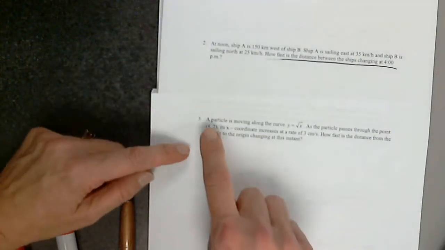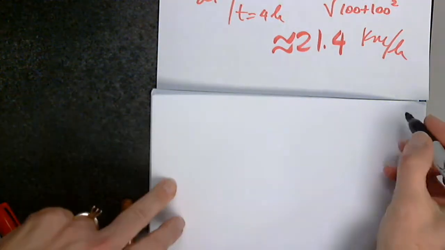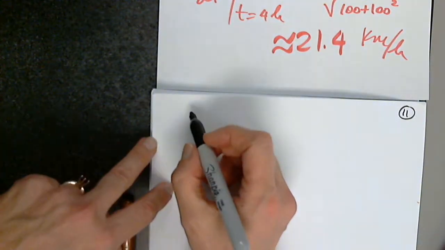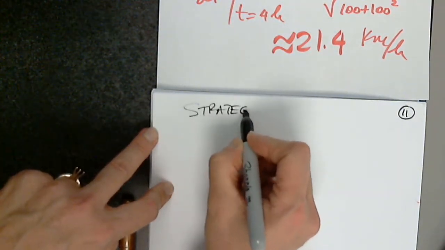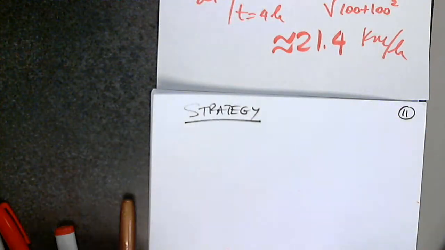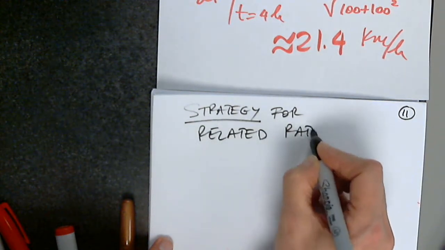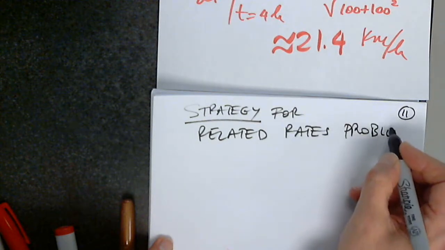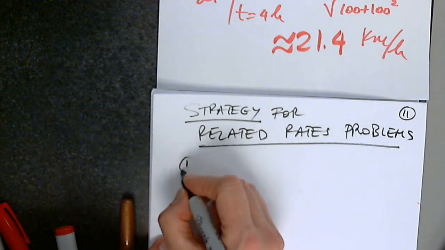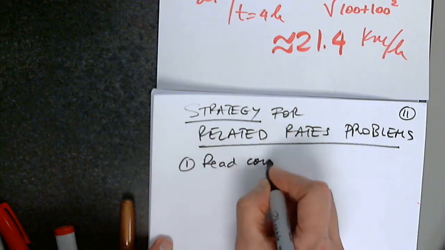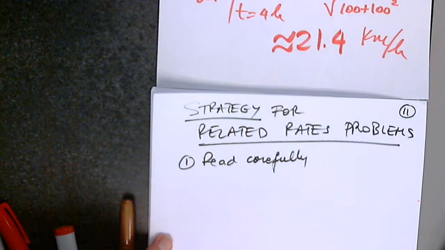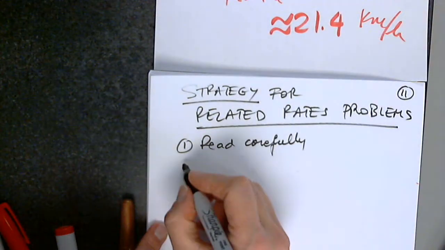Next. Particle is moving along the... any questions? I'm sorry, forgive me. Any questions? So one more time, what have we learned? Maybe I should put this in writing. So, strategy for solving related rates problems. One, read the problem carefully.